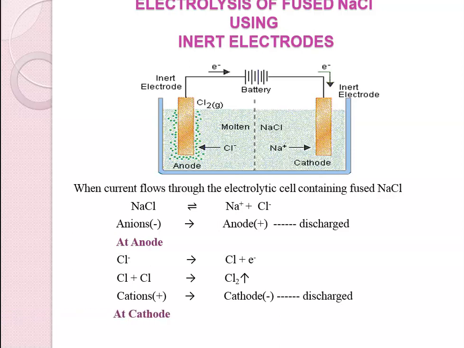The electrons which are liberated at the anode through the external circuit reach the cathode. There, the sodium ions take up these electrons and form sodium. As a result of electrolysis of fused sodium chloride, sodium is formed at the cathode while chlorine is liberated at the anode.